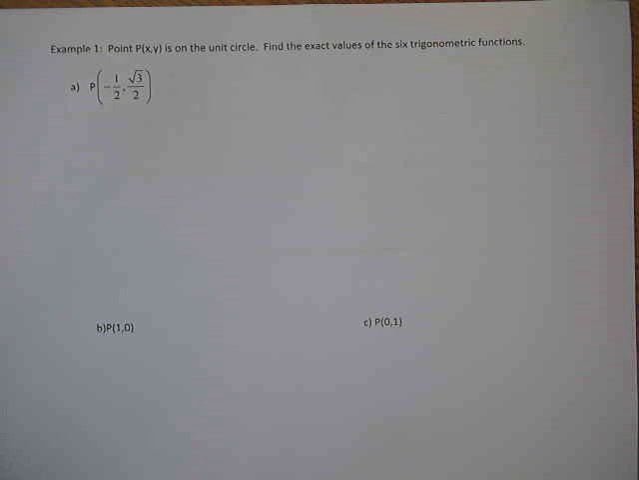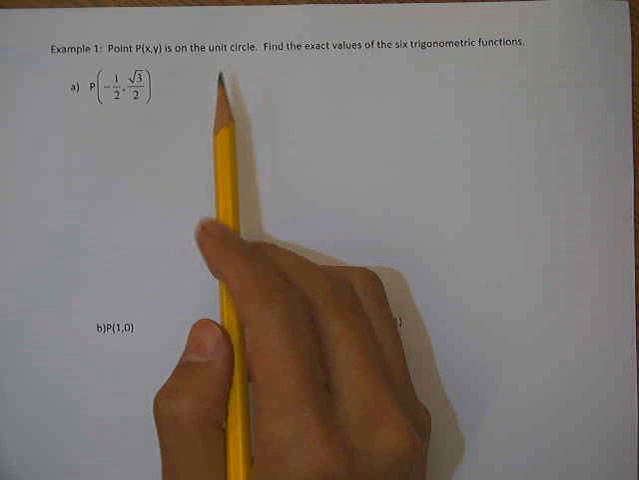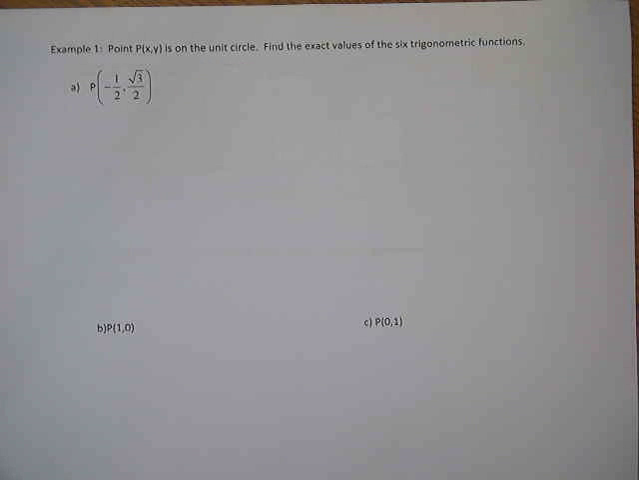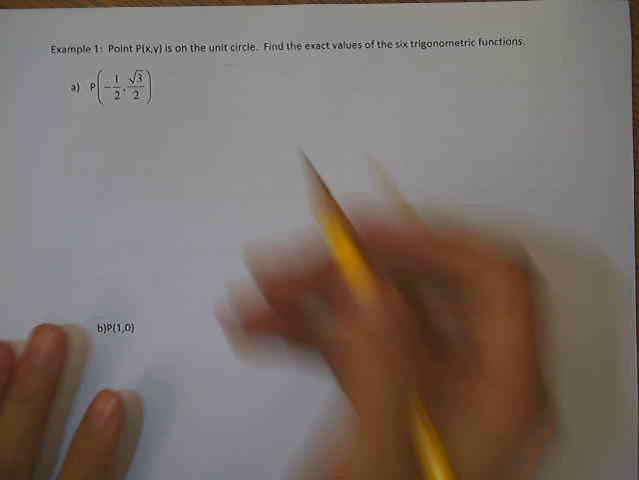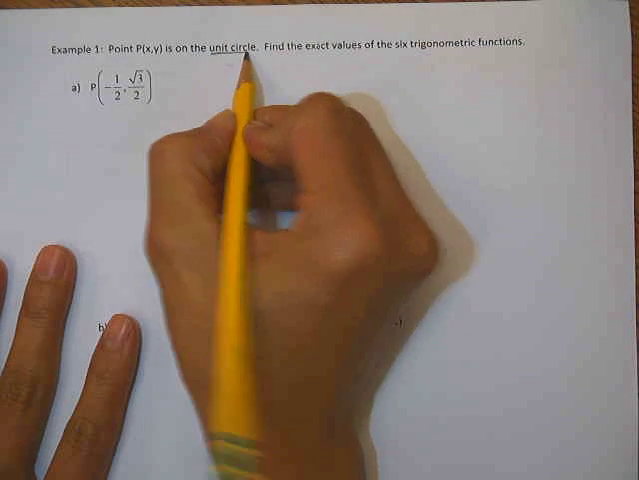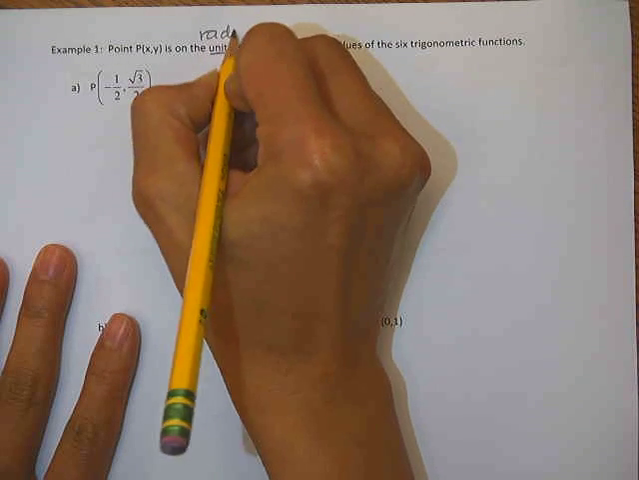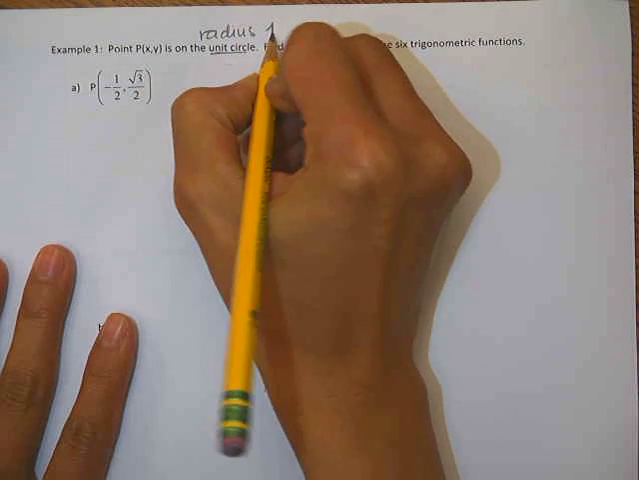Example 1 says that some point called P has the coordinates of x comma y. It's on the unit circle. So now let's talk about it's on the unit circle. So we know the radius is 1. If it says it's on the unit circle, we know right away the radius is 1 unit.